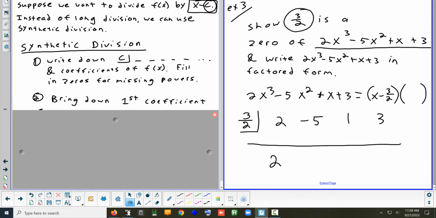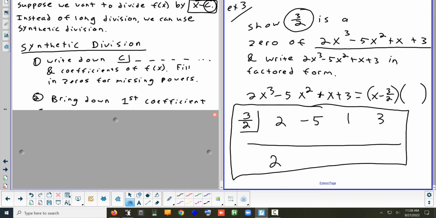What's nice about this method in terms of the space it takes up on the paper, I can guarantee you all my work is going to fit in that box. It's not like long division where you're going to keep needing a bunch of space down and to the right. Everything's going to fit right there. So you bring down the first coefficient.